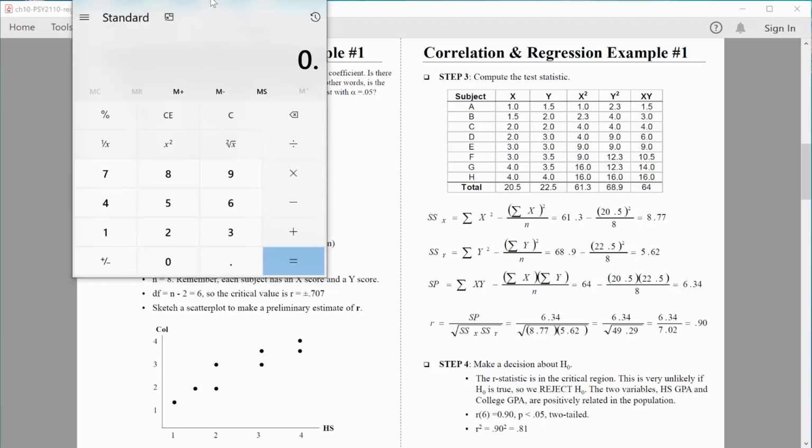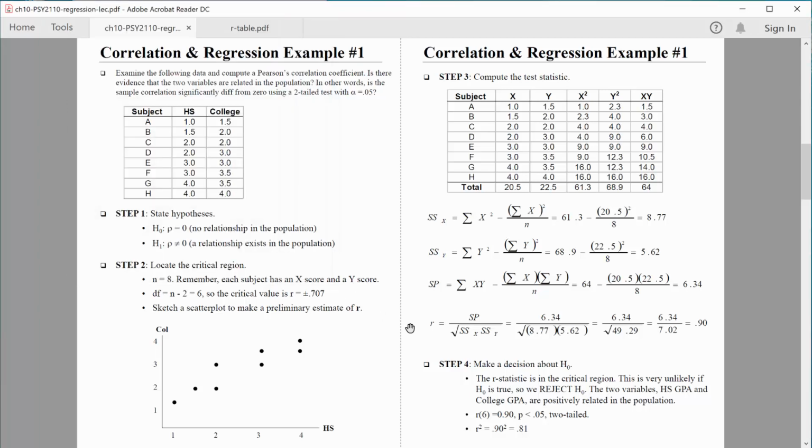So I'm going to punch in 0.90, hit my square button, and that equals 0.81. What we're learning from that is that 81% of the variability that we see in college GPAs can be explained by high school GPAs. 81% of the variability in the criterion variable, college GPA, can be explained by the variability in our predictor variable, high school GPA. Now we have pretty much all the information that we need to do our regression analysis.